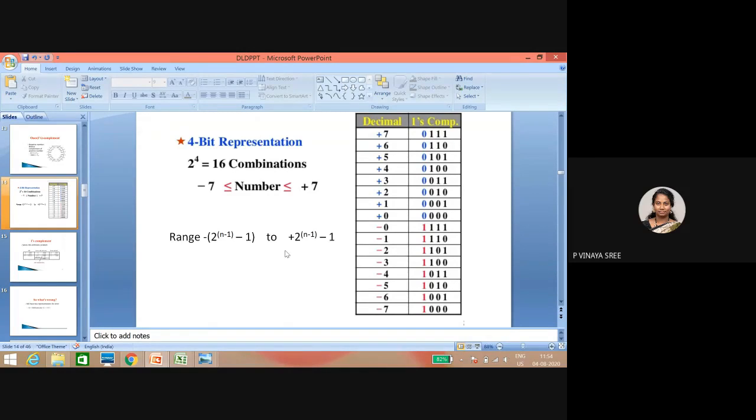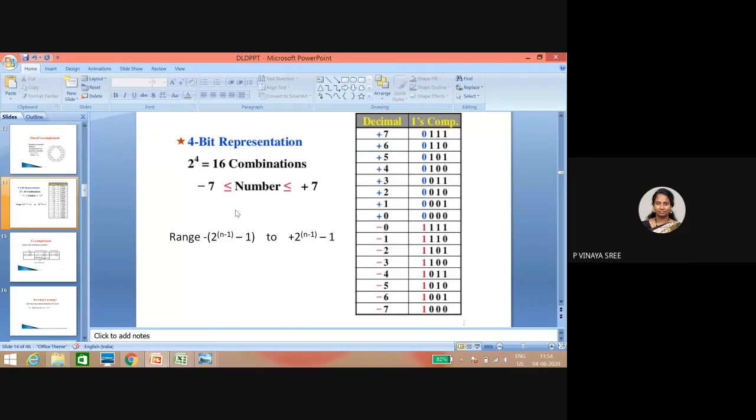Now, can anyone tell me what is a drawback in this? I already gave one drawback while doing binary subtraction using one's complement. What is a drawback in one's complement? Takes more space. What is the drawback? Anyone?